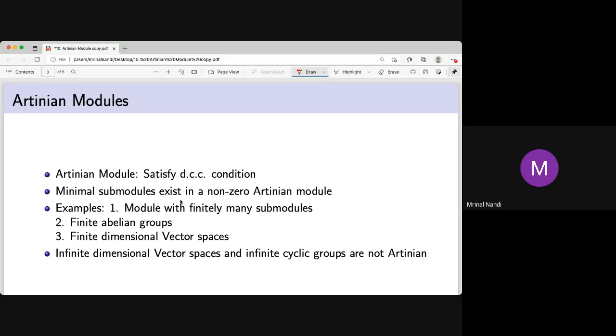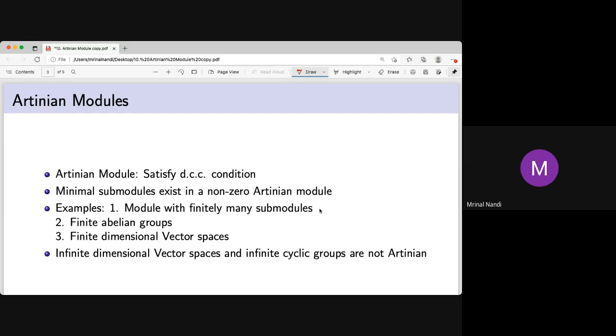So it is trivial. For example, a module with finitely many submodules: any descending chain must become stationary. It can't be distinct because there are finitely many submodules, so the whole sequence cannot be distinct. Finite abelian groups are modules over Z, and they have finitely many submodules. The whole module is finite, so there can't be infinitely many distinct submodules. So this is an example.